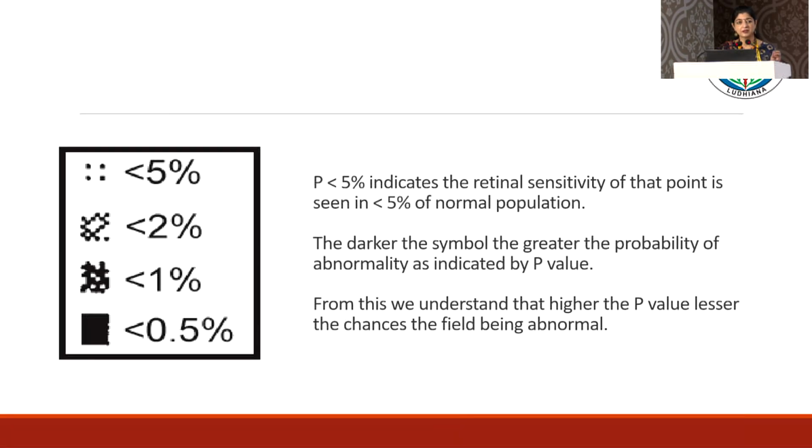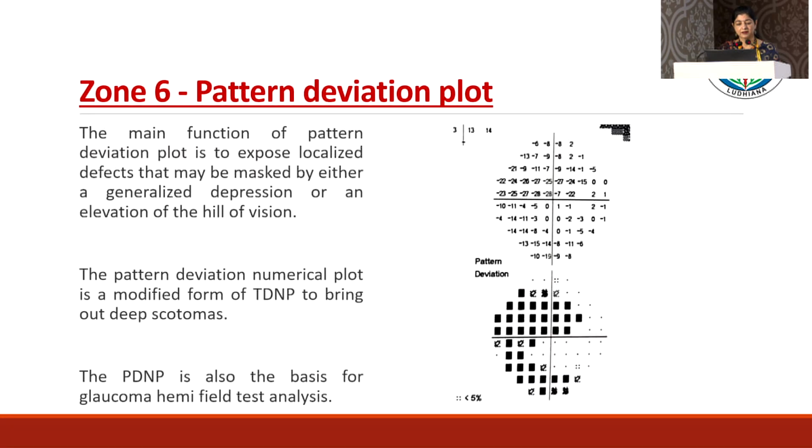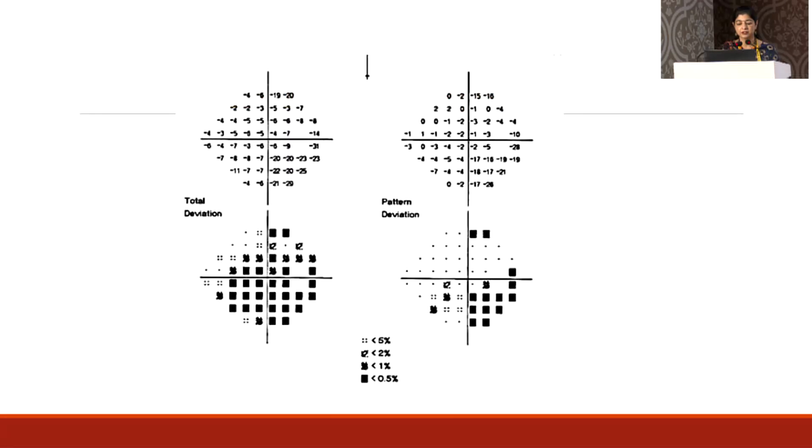So darker is the spot, more chances of the abnormality are there. Then you have zone 6, which is the pattern deviation plot. This is even more important in glaucoma. The main function of this is to expose the localized defects that may be masked by either a generalized depression because of the media opacities or an elevation of the hill of the vision.